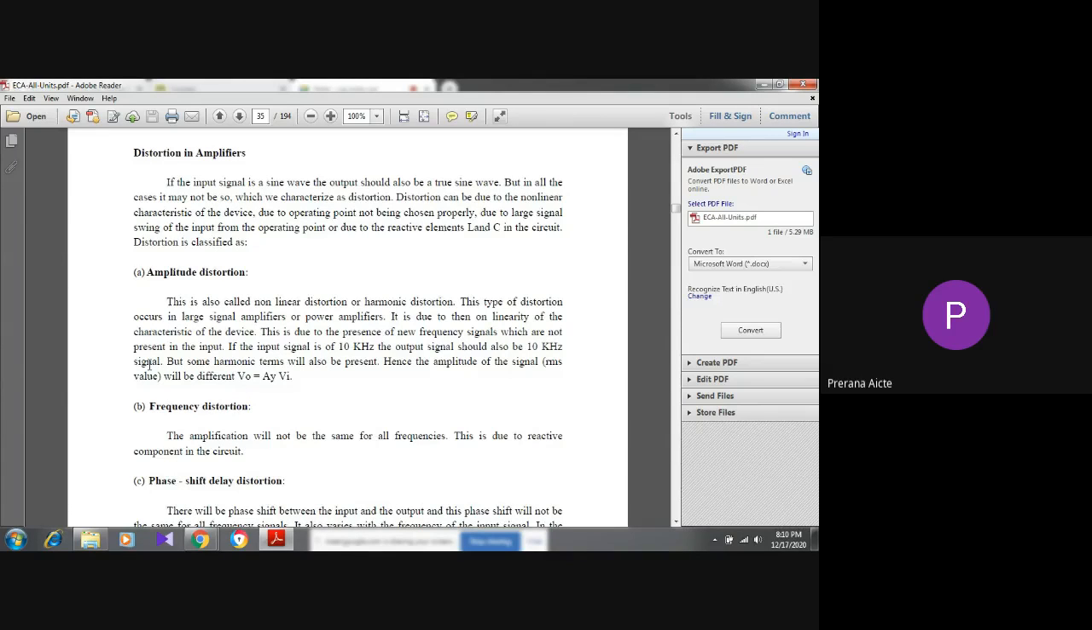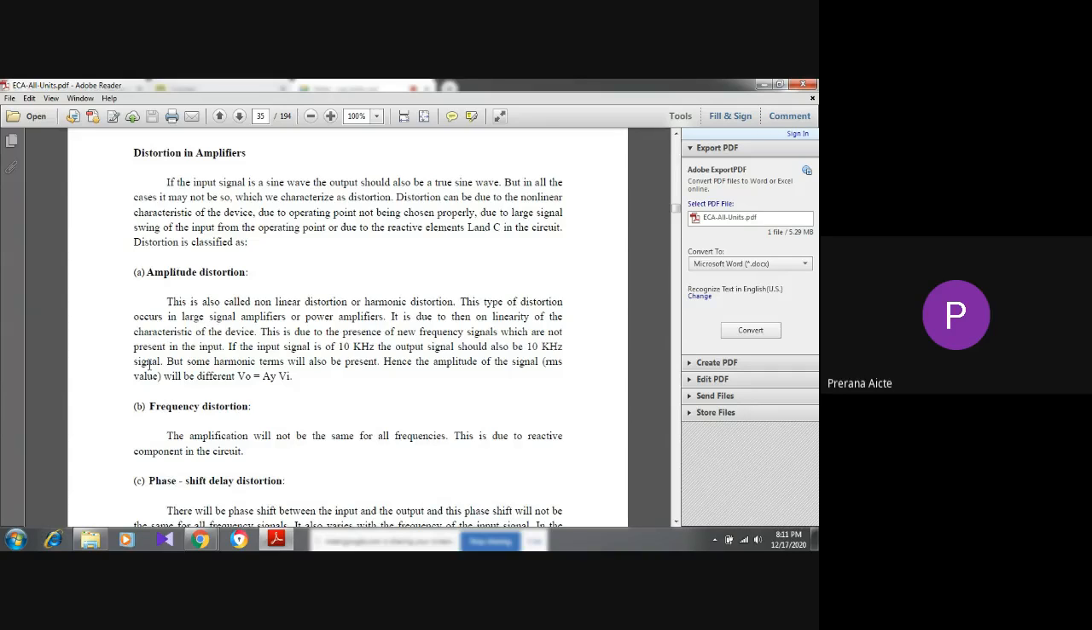Simply, distortion means if there is any difference between input and output signals with respect to amplitude, or with respect to frequency, or with respect to phase angle, then it is called distortion. If the input signal is a sine wave, the output should also be a true sine wave, but in all cases it may not be so. That's why we characterize it as distortion.